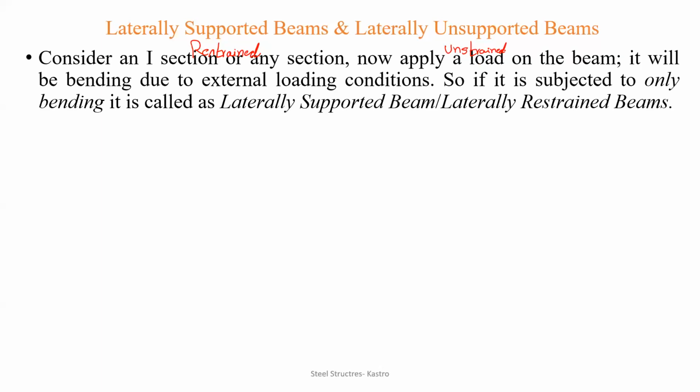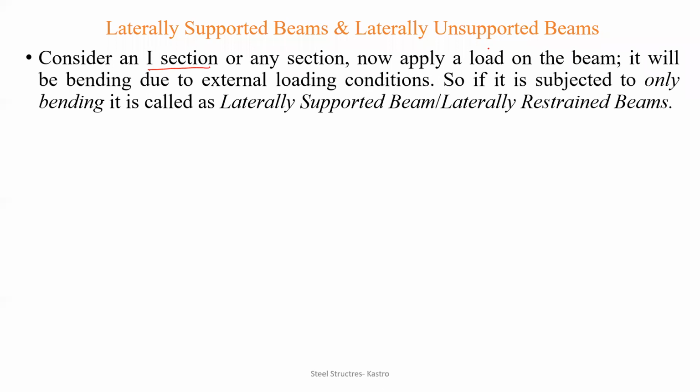So coming to the understanding of a laterally supported beam, all you have to do is consider an I section. You can consider any section, but generally if you are designing beams, it is mandatory to use an I section instead of the channel section or angle section, because the channel and angle sections are not sufficient to design a beam or to be considered as a beam. So if you're designing a beam member, it must be an I section. 99.9%, it must be an I section only.